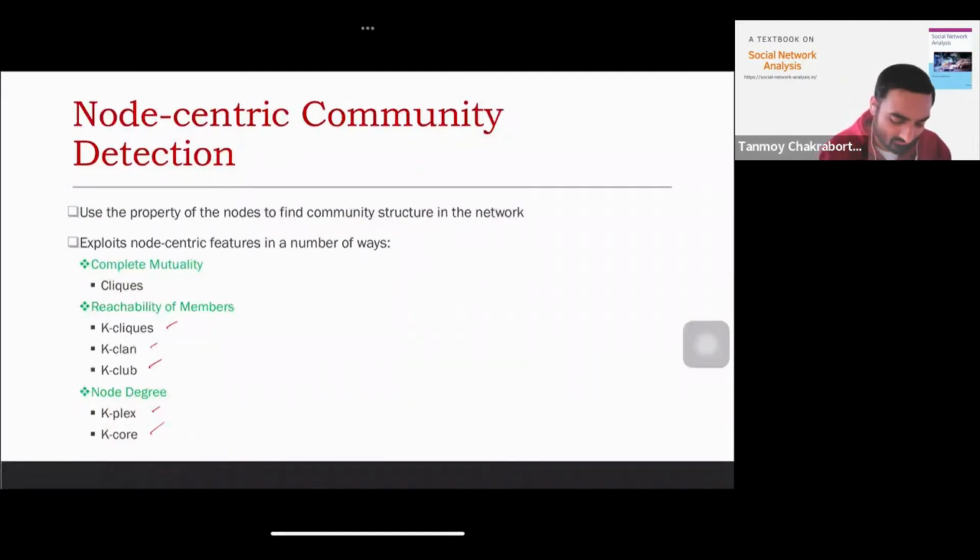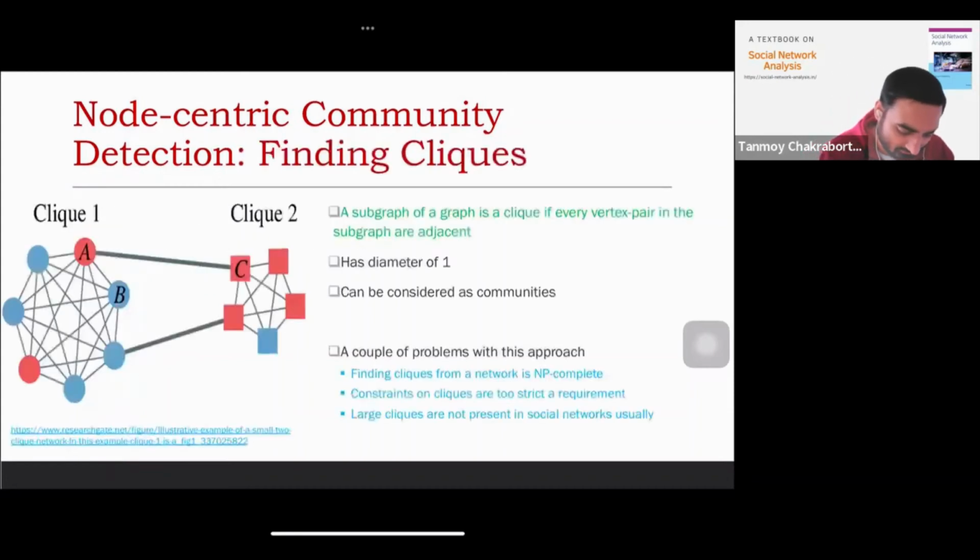For example, I will discuss clique, which we all know. Then I will try to relax the definition of clique, and I will discuss something called k-clique, k-clan, k-club. I will relax the definition in different ways, and I will explain something called k-plex and k-core. These definitions are ambiguous, a little confusing, so therefore please be very careful.